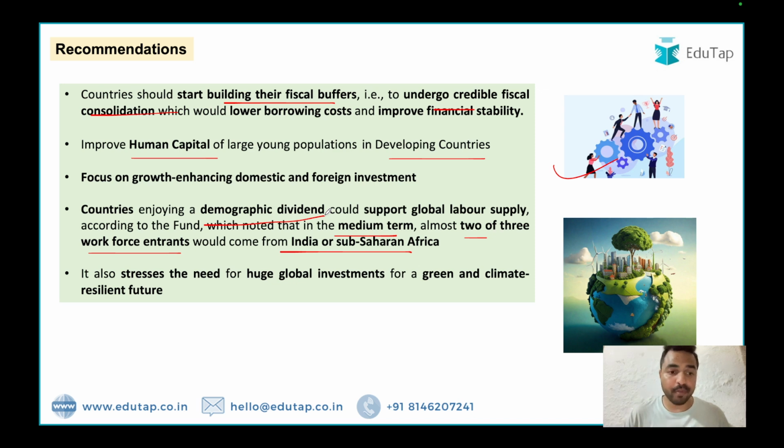ठीक है, apart from that, this particular report stresses the need for huge global investments for a green and climate resilient future. So guys, these are basically the recommendations which are being given by the IMF in its World Economic Outlook to improve the position, to improve the status of the economy at a global level. ठीक है, I hope that these recommendations are very much clear to all of you, and this data is really very important to be covered from exam point of view. You can always use them in the descriptive part as well as in the objective part.